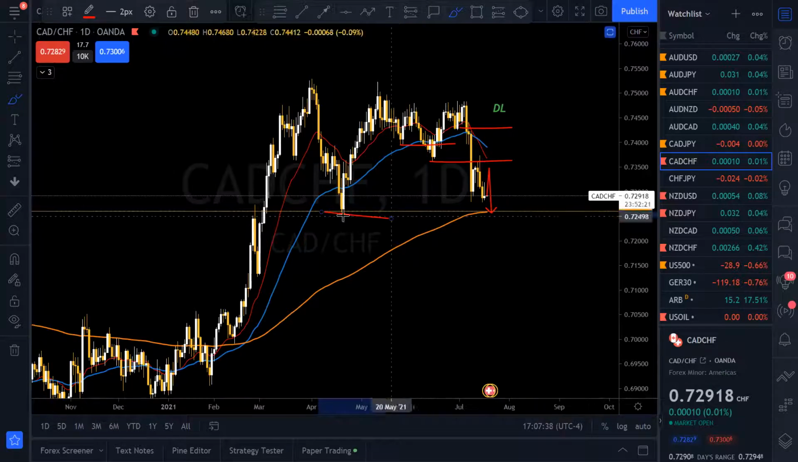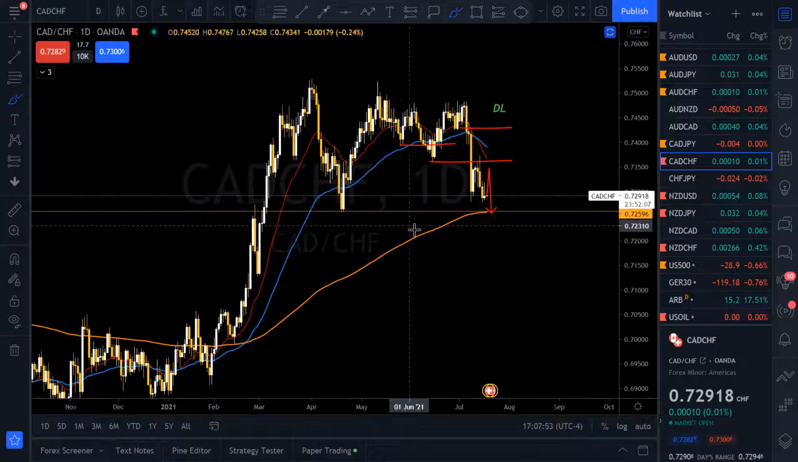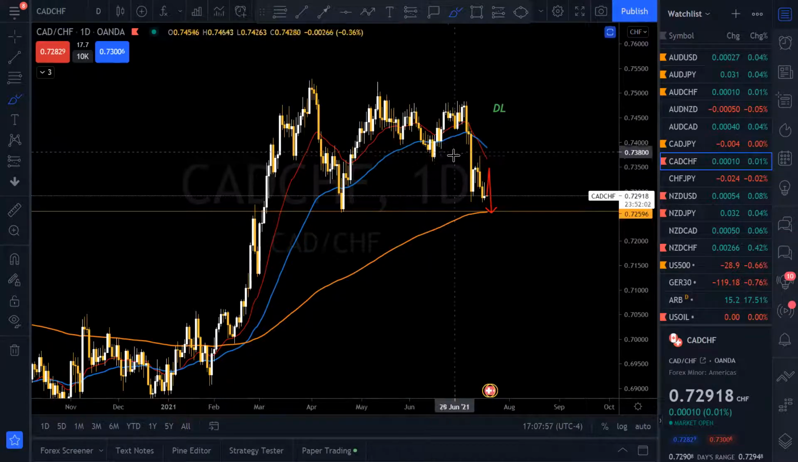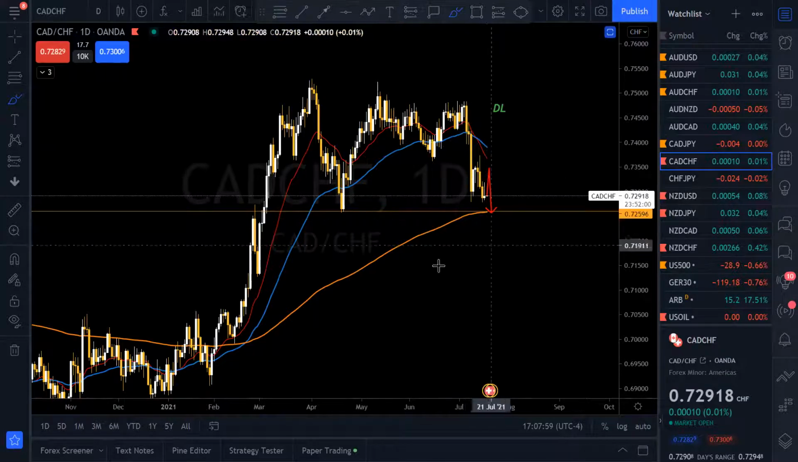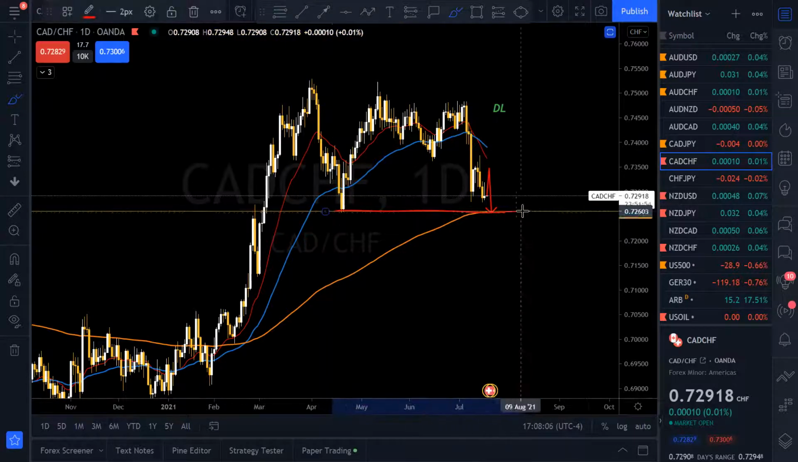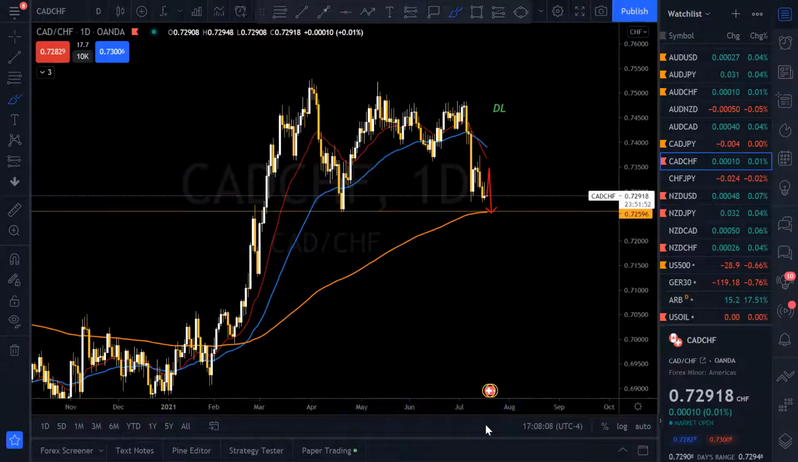And this is a pretty strong area of support and resistance. This is obviously a key level because we came up and tested it here, broke through here. Now we're finding it being tested as support. Okay, so the trend is down here. Even though we're above the 200, it's trending down. And I'm looking for this low to be violated soon enough.